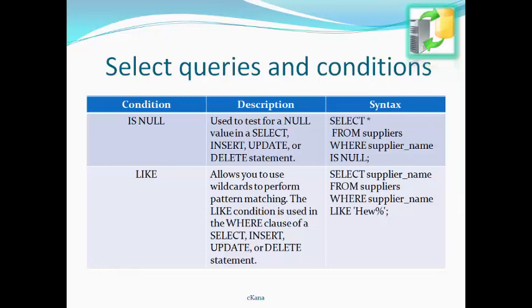Then we have the IS NULL condition. This is used to test for a null value in a select, insert, update, or delete statement. For example, select asterisk from suppliers where supplier name is null. So this will return all the rows, all the records from the suppliers table where the supplier name contains a null value.